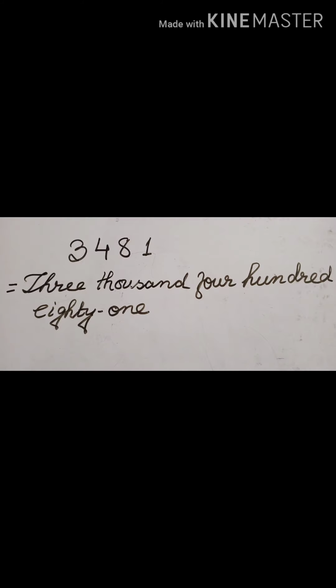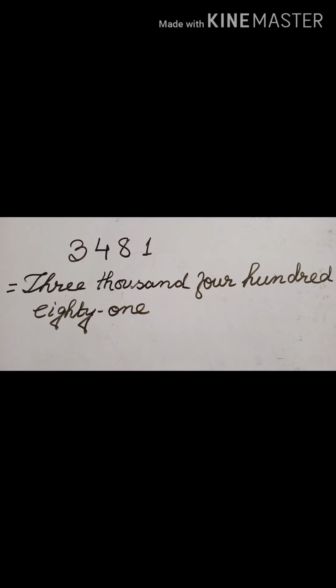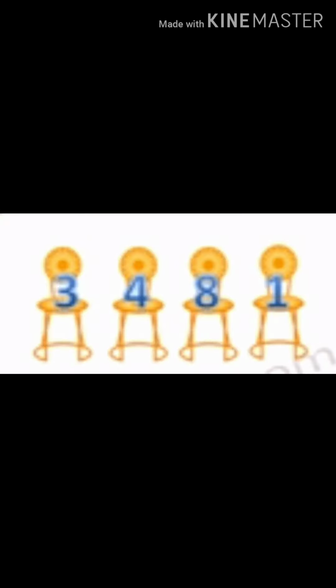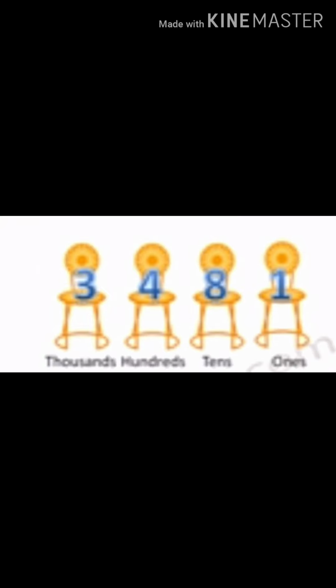It is 3481. Each of these 3, 4, 8 and 1 are the digits. Multiple digits together make a number. So why do we call it 3481? Because they are sitting at specific places. Someone is sitting in the ones place, someone in the hundreds place, someone in the thousands place, and that's why they are named accordingly.